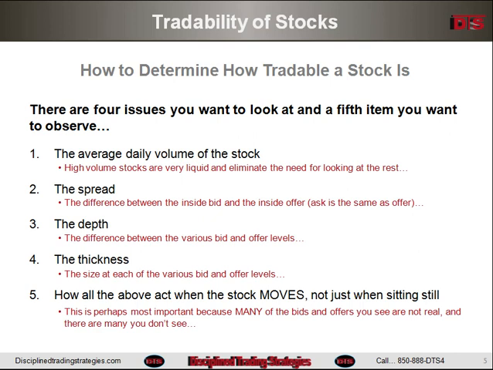Number 1, the average daily volume of the stock. Number 2, the spread. Number 3, the depth. Number 4, the thickness. Number 5, how all of the above act when the stock moves, not just when sitting still. Let's take a look at each one of these.